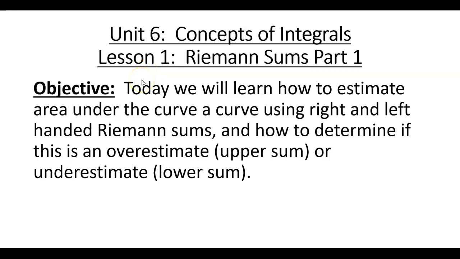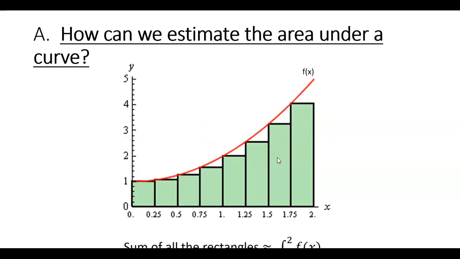But for today, let's go ahead and start off with something called Riemann sums. So today we're going to learn how to estimate area under a curve using what's called a right and left-handed Riemann sum. And then using those, we're going to determine whether it's an overestimate or an underestimate. Okay? So here's a Riemann sum, basically. It's a way to estimate area under the curve using rectangles.